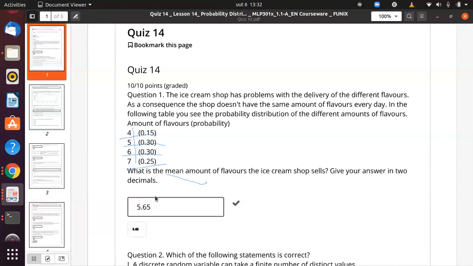No, they already gave you the probability. You don't need to divide by anything. Oh, okay. So they have already made the mean sum. Yeah. So for example, the mean of having 4 flavors, the mean of having 5 flavors. So they ask what is the mean amount. Oh, okay, I got it now.